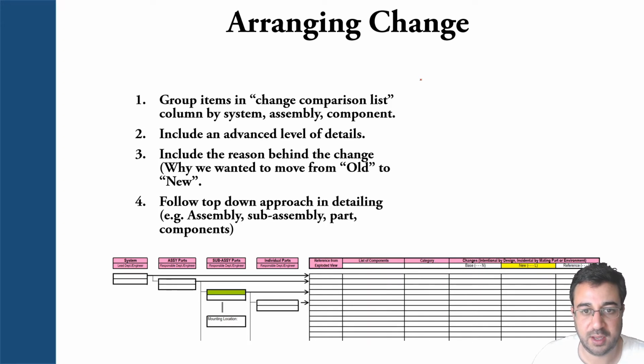So you're creating a breakdown in a table format of all the change points that happened in your system. The tip for the change comparison list is that it's highly preferable to group the items by system, by assembly, sub-assembly, components, up to the smallest and least detailed part in your system. You can see here there's a system, an assembly part, a sub-assembly part, the individual part, and the reference from the exploded view.